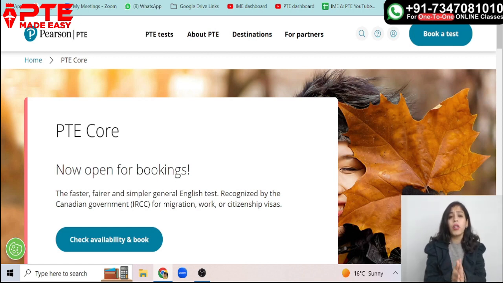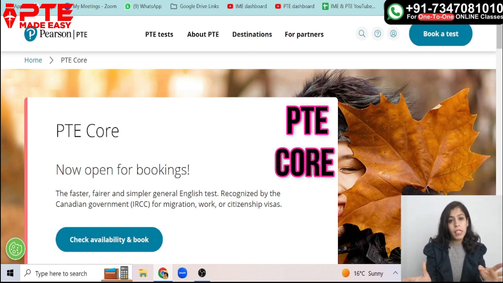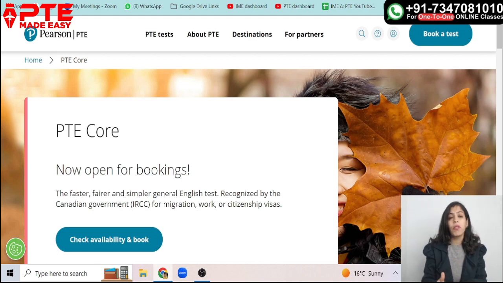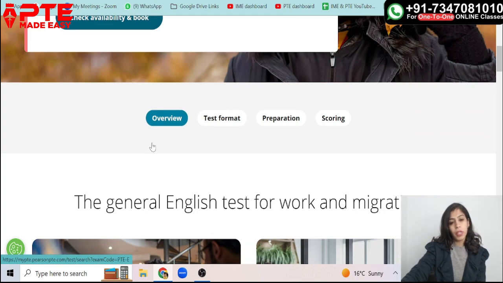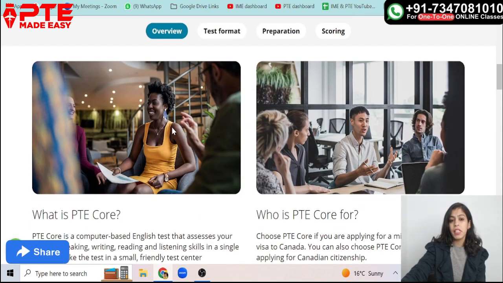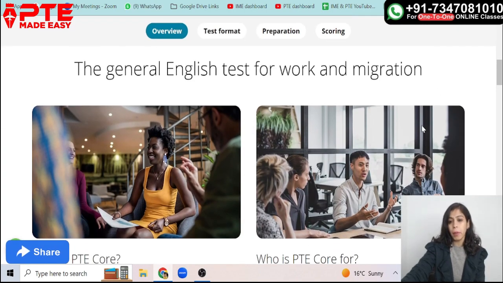So now there are a total of two types of PTE tests: one is PTE Academic and the other is PTE Core. What is the difference between these two? That's what we are going to discuss now. You can check the availability and book the exam. Let us talk about the exam. It is the general English test for work and migration.